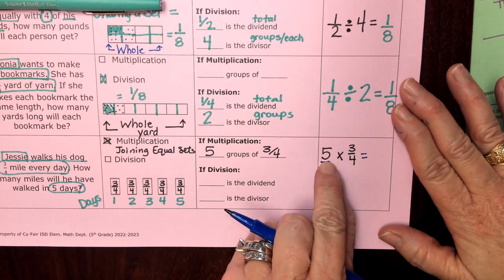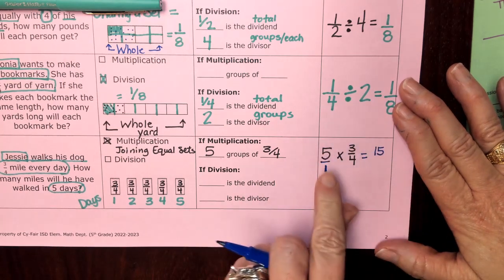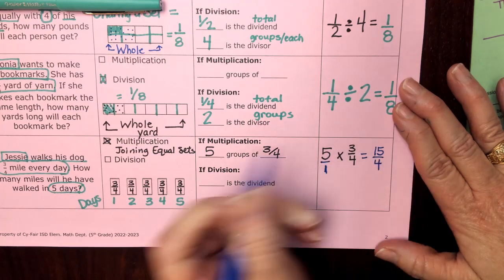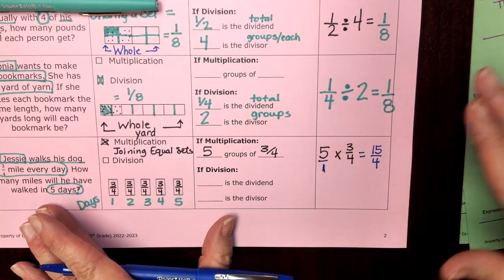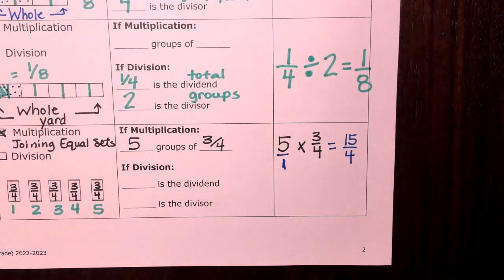So we can say numerator times numerator, which is 15. And 1 times 4 is 4. And so I get an improper fraction. And when I get an improper fraction, I can't leave it like that. So there's a couple of things you can do.